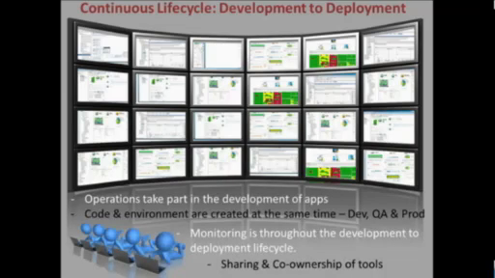So when a code is being deployed or created, the environment is concurrently also created at the same time by the operations team. So when dev require a system, they've got a dev system, a QA VM, and a production VM, but that infrastructure is standardized at the same time as the code, so that understanding of the infrastructure requirements is done from day one.